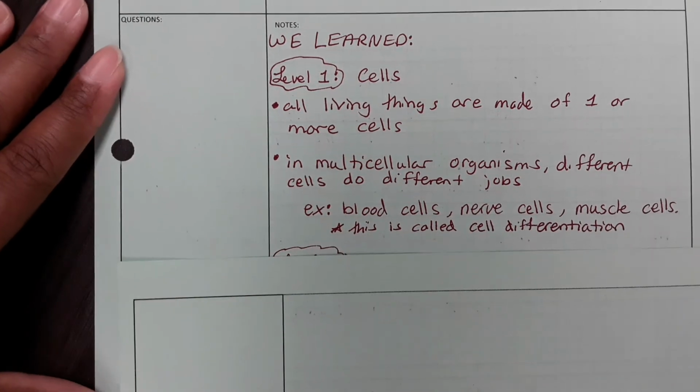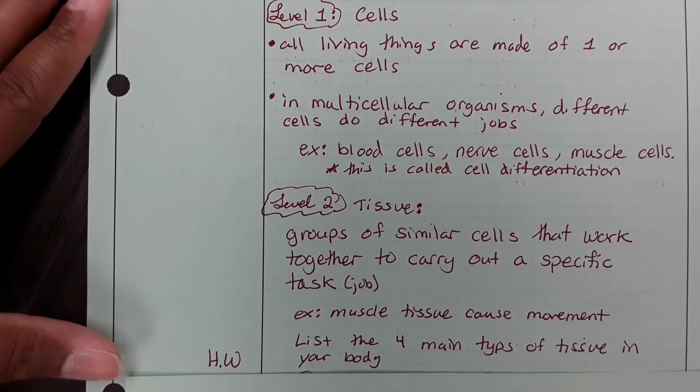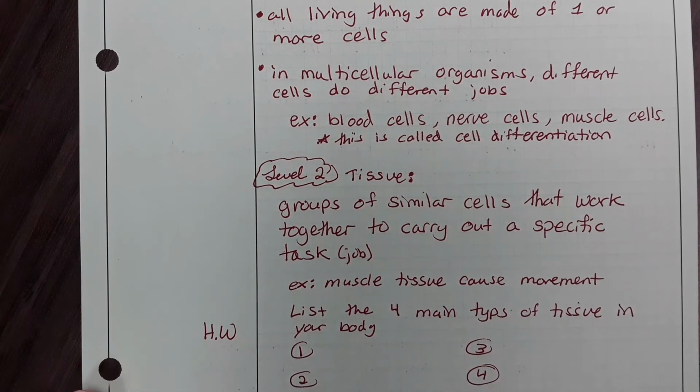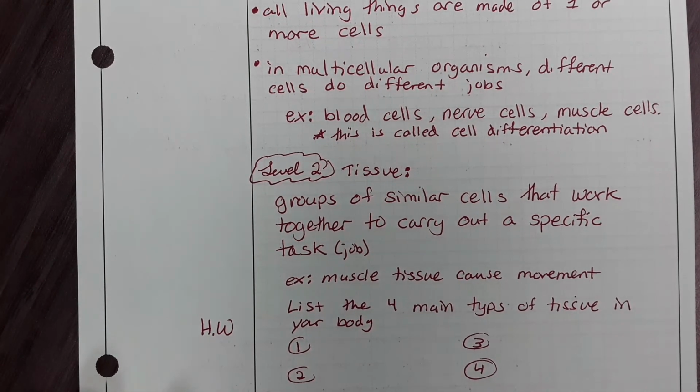And then our second level that we looked at: cells make up tissues. A group of similar cells that work together to carry out a specific job, a task, make up the next level, level 2, which would be tissues. So tonight, for homework, after you're done copying down the notes, I've given you one example of tissues, muscle tissues, and their job is to provide movement for the body.